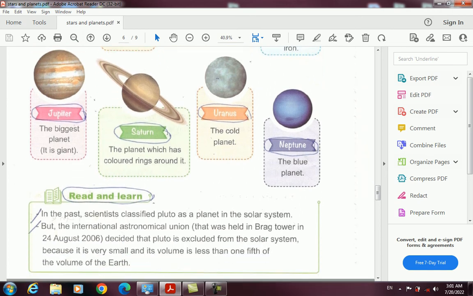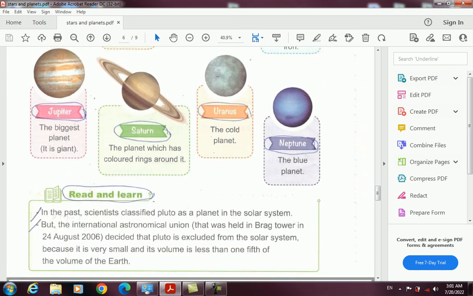And for a little bit of extra information, read and learn. In the past, scientists classified Pluto as a planet in the solar system. While I was studying this during my school days, like 25, 30 years ago, Pluto was one of them. Unfortunately, I don't have my science book, but I remember that quite well, that Neptune was one and they were all 9 planets. But what happened?